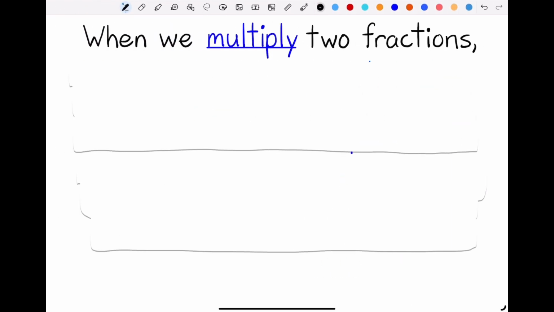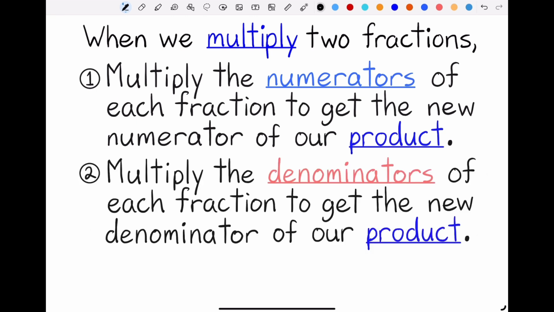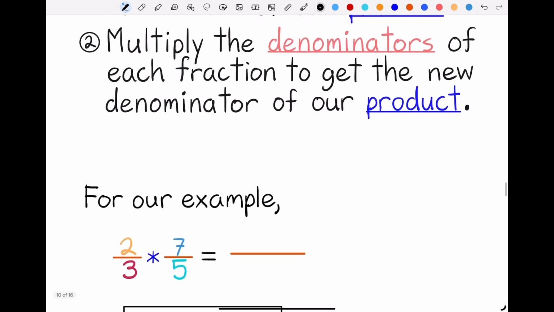When we multiply two fractions together, we're going to follow these steps. Our first step is to multiply the numerators of our fractions together to get the numerator of our product. Our second step is to multiply the denominators of our fractions together to get the denominator of our product. So let's follow these steps.